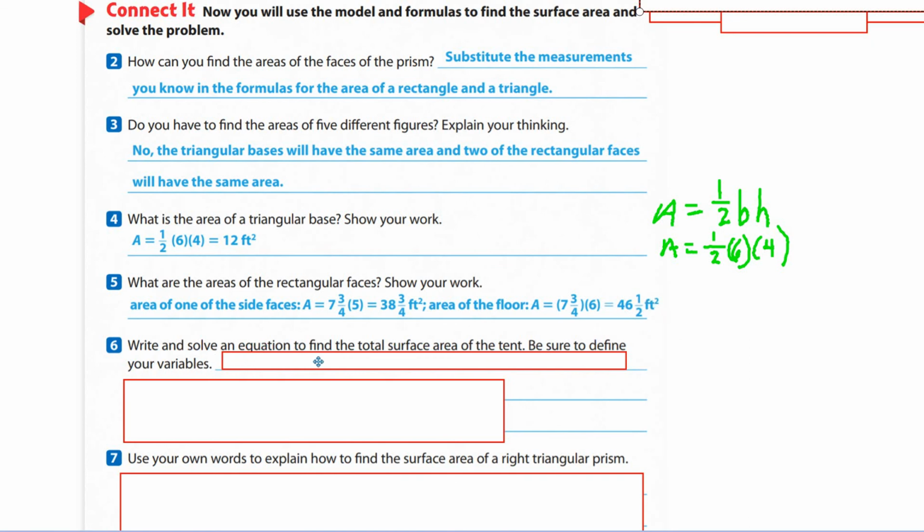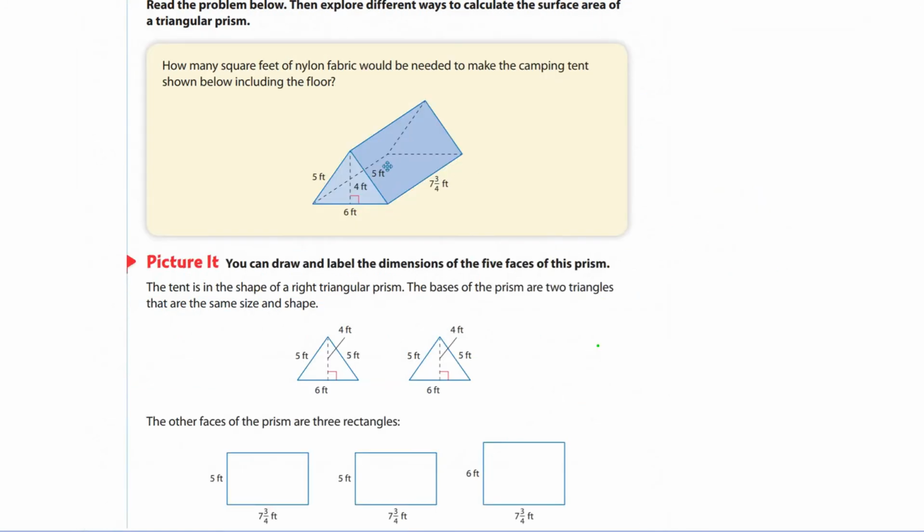Write and solve an equation to find the total surface area of the tent, and be sure to define your variables. Now remember, surface area is finding the area of each of the faces. Remember, there's 5 faces here. So find the area of each face and add them up, right? There's 5 faces here.